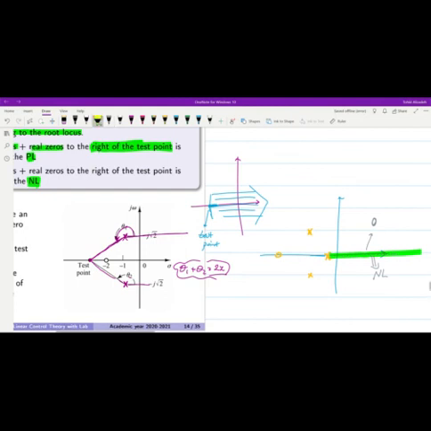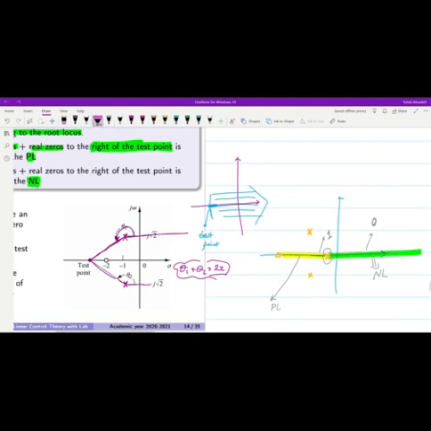Then we can move to the next segment, which is between this zero and the pole over here. For any point on this segment, if I count the number of the poles and zeros, we will see that we have only this pole over here, and then the number will be equal to 1, which is an odd number, and therefore this part of the real axis will belong to our positive locus.